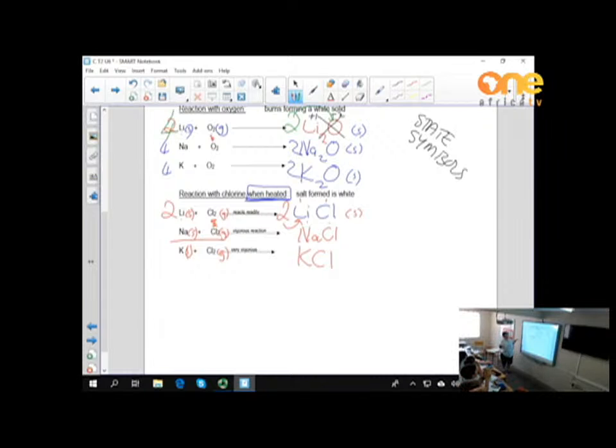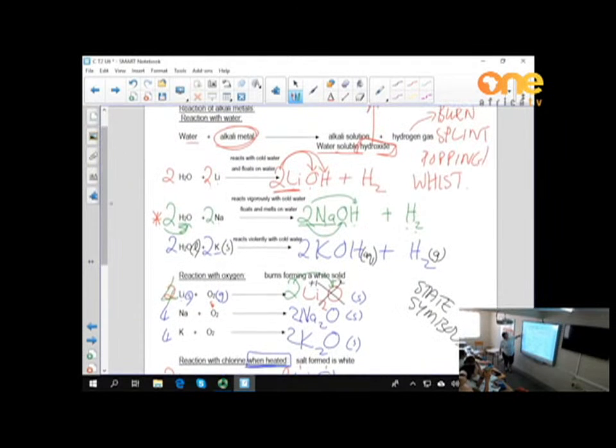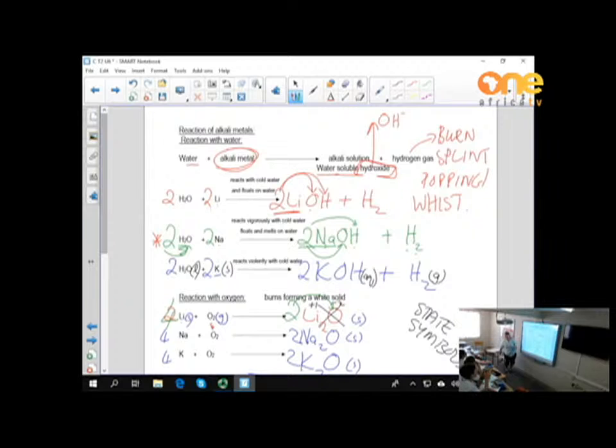Yes, they're going to balance in exactly the same way. 2 there, 2 there, 2 there, 2 there. State symbols exactly the same. Now we've done quite a bit. Part of chemistry is being able to write and balance chemical equations.